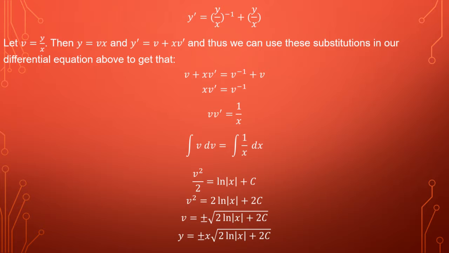After that, we integrate both sides. We will get v squared over 2 equals ln x plus c, where c is a constant. v squared equals 2 ln x plus 2c. v equals plus minus square root of 2 ln x plus 2c. Lastly, our y is equal to plus minus x times square root of 2 ln x plus 2c.